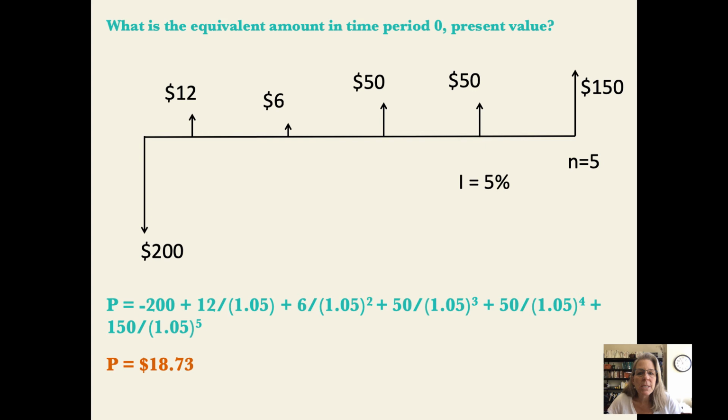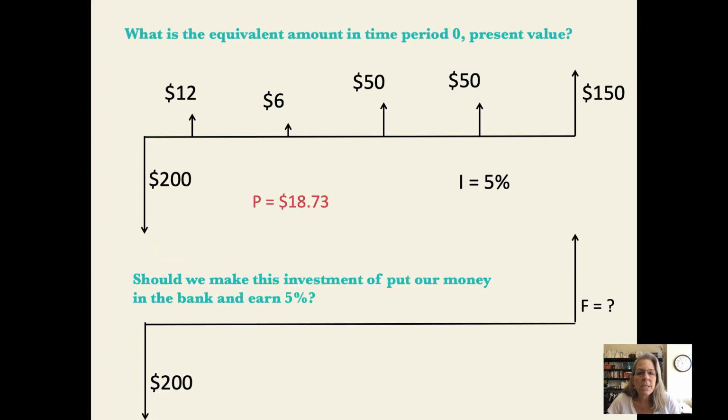Now let's look at that a little bit differently. If we are comparing this to alternatives, we can say, well, we're going to have $200. Should we invest in this project, or should we go ahead and put our money in the bank at 5%? And so I'm going to do a calculation with that. So the first thing I need to know is, if I put my money in the bank at 5%, how much will I have into the future?